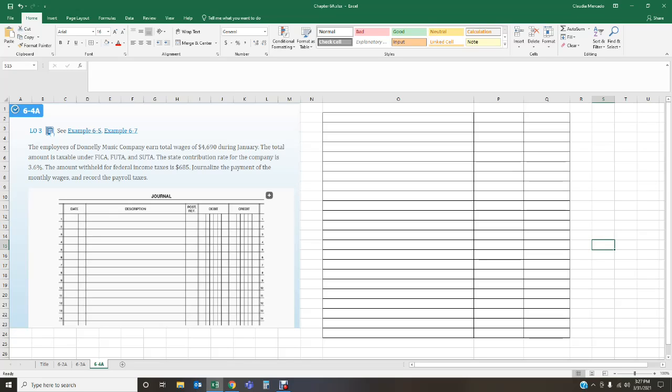It says that the employees of Donnelly Music Company earned total wages of $4,690 during January. The total amount is taxable under FICA, FUTA, and SUTA. So this one's a little bit different than the last problem because in this case we are paying FUTA and SUTA. The last problem did not. The state contribution rate for the company is 3.6%. The amount withheld for federal income taxes is $685. We are being asked to journalize the payment of the monthly wages and the payroll taxes.